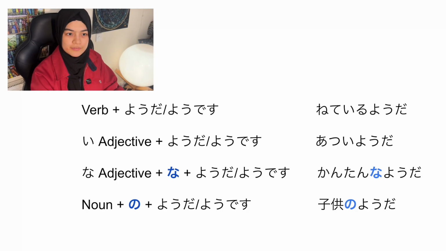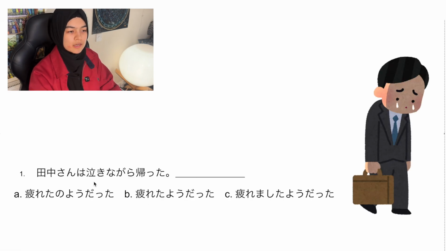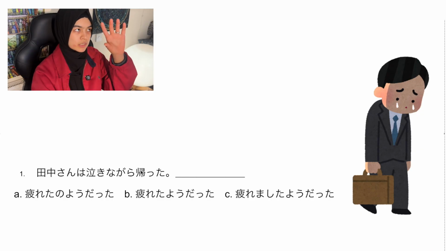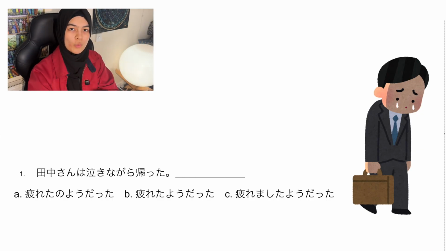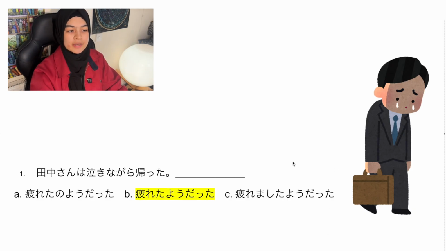Okay, now let's try a few more questions. That's all for the rules, so I want to test how much you understand. 頑張ってください. 3 questions, okay? はい。田中さんは泣きながら帰った。Okay, これ田中さん he's crying. 泣いていますね。ながら is what you use when you're doing A while doing B. So he's going home while crying. はい。So what happened to him? 疲れたのようだった。疲れたようだった。疲れましたようだった。5 seconds. 考えてください。はい。答えは疲れたようだった。It seemed like, or it appeared as if he was tired.